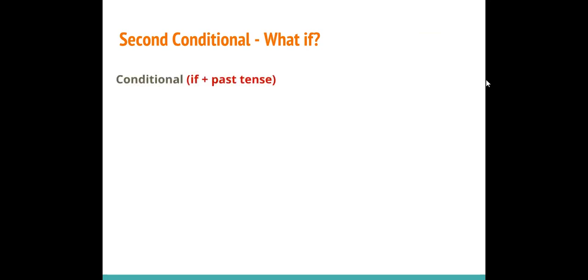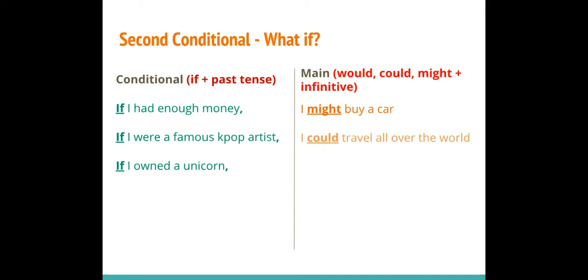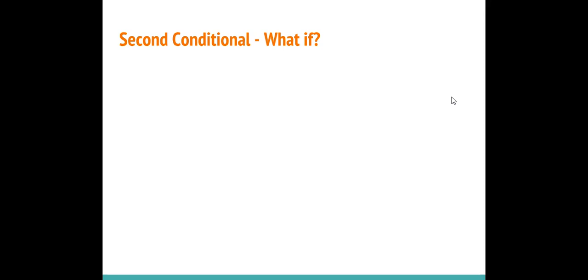Right? So you can put your conditional statement first. Right? If I had enough money, I might buy a car. If I were a famous K-pop artist, I could travel all over the world. If I owned a unicorn, I would ride it to the moon. Right? If your if is first, you need a comma. If the conditional statement is first, you need that comma because it's a dependent clause.